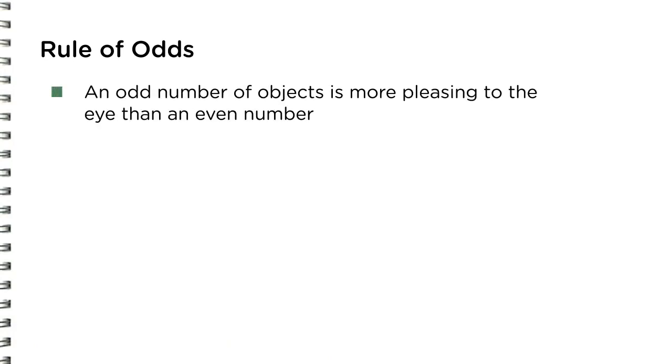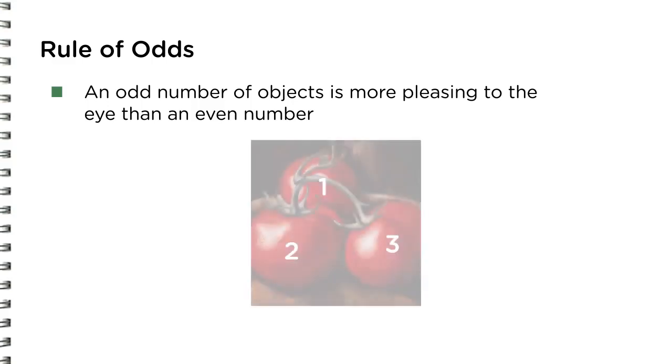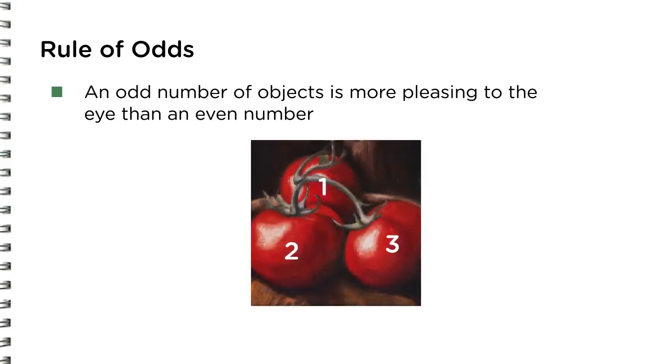The next technique is the rule of odds. The rule of odds simply states that an odd number of objects is more pleasing than an even number of objects. If you notice in a still object painting, there is usually an odd number of objects rather than an even number, and this all has to do with the rule of odds.